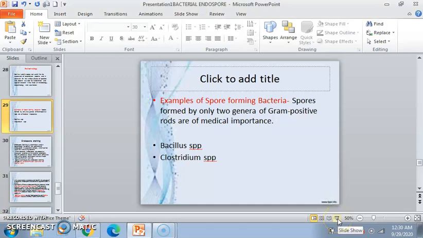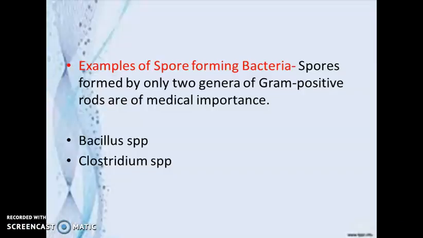Now, the examples for the spore-forming bacteria: spores are formed only by two genera of gram-positive rods, and these are of medical importance. There are many bacteria responsible for forming spores, but two genera are important medically, that is Bacillus species and Clostridium species.